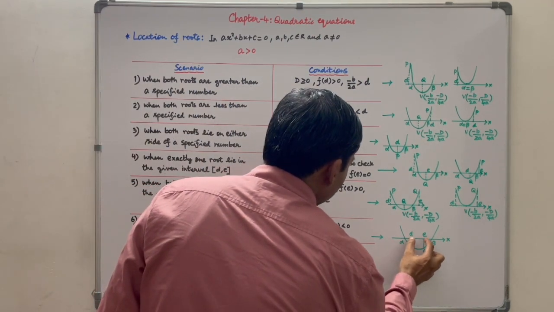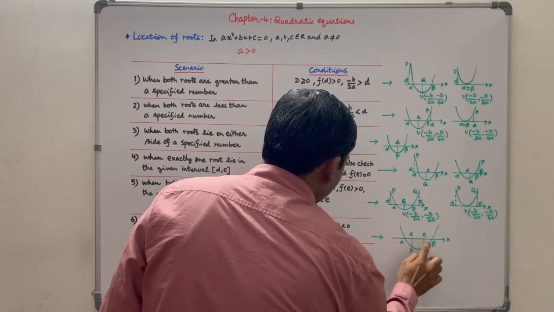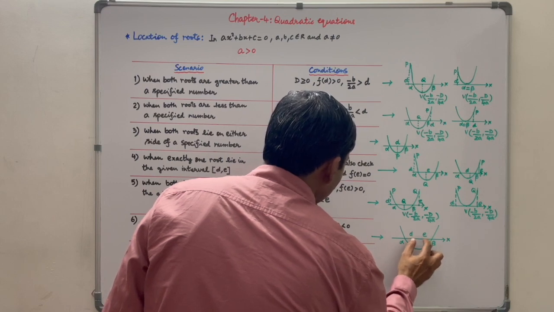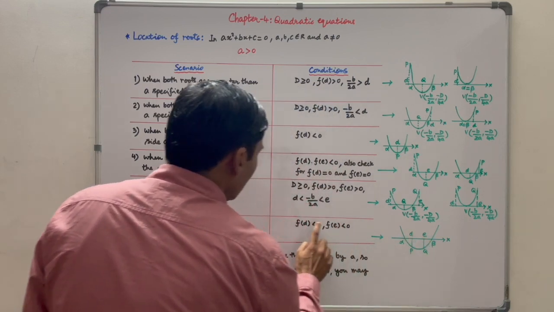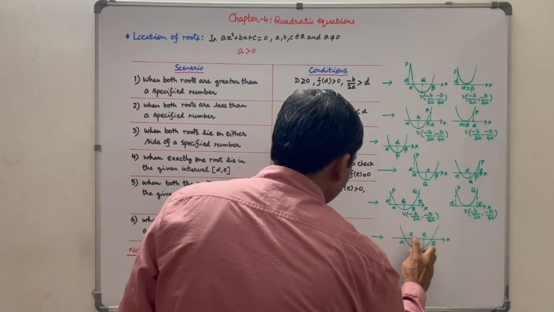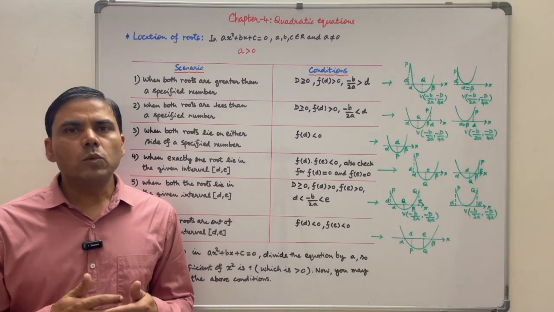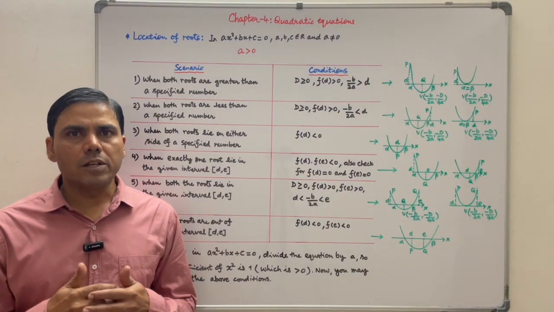Suppose this is the given interval and roots are alpha and beta. So alpha and beta both are out of the given interval. So there are 2 conditions applicable in this scenario. f(D) is less than 0 and f(E) is less than 0.